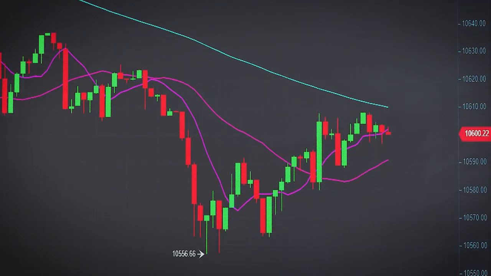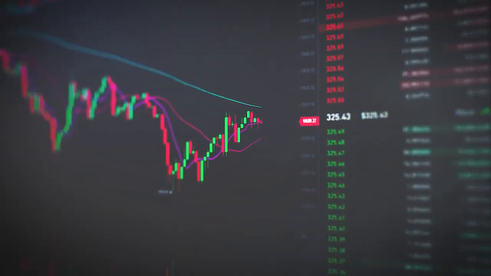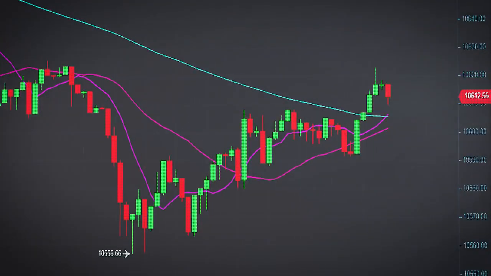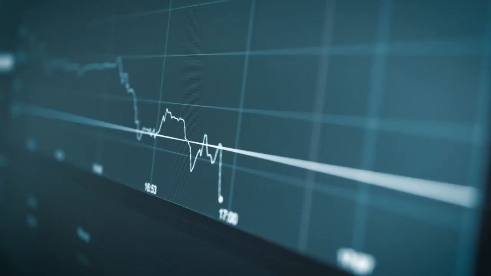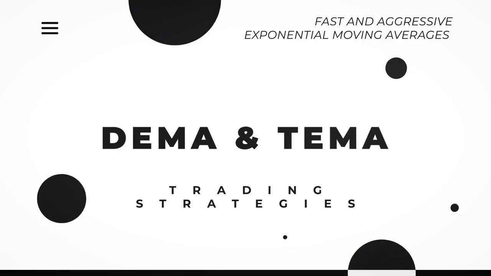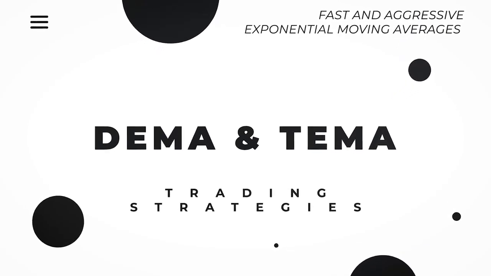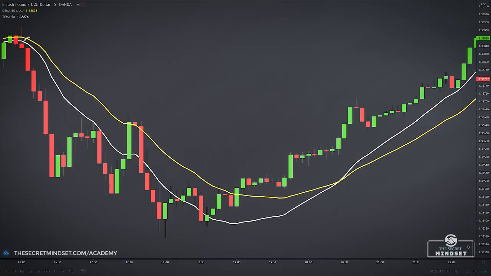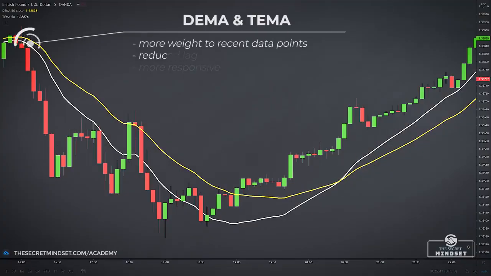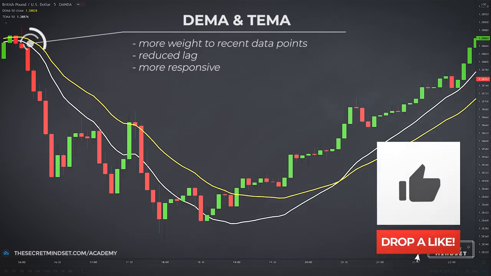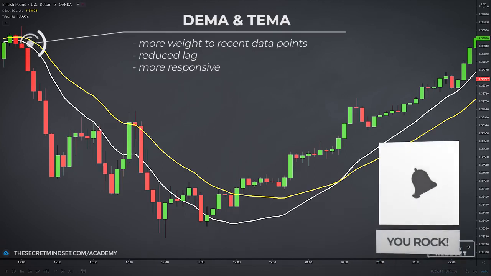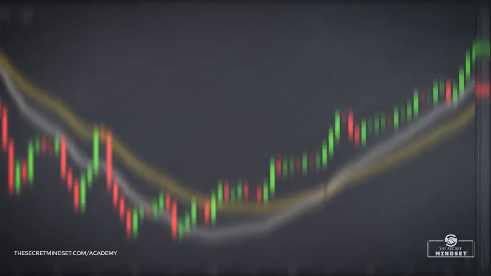Most traders are familiar with traditional moving average studies, such as the simple moving average or the exponential moving average. And there's nothing wrong with these indicators. But if you want more accuracy and less lag, you can take a look at the double or triple exponential moving average. The double and triple EMAs are an improvement over the traditional exponential moving average because they allocate more weight to recent data points.